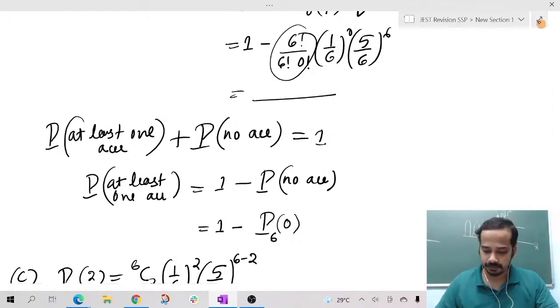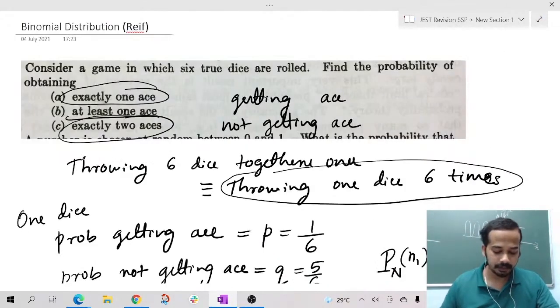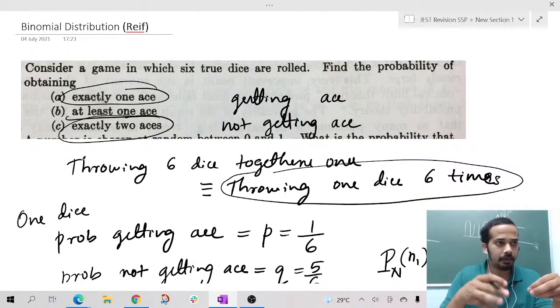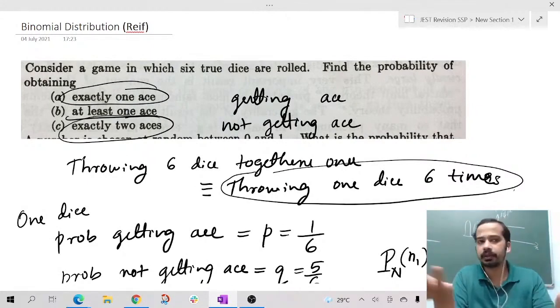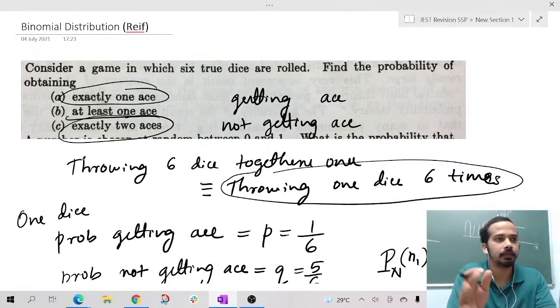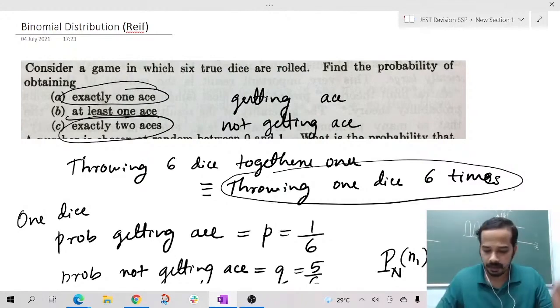Any question here? Application of binomial distribution. Even though the problem doesn't seem to be a binomial distribution application, if there is occurrence and non-occurrence, you can apply it. Definitely you can apply it. You should apply it because that is the easiest way. So let me proceed.